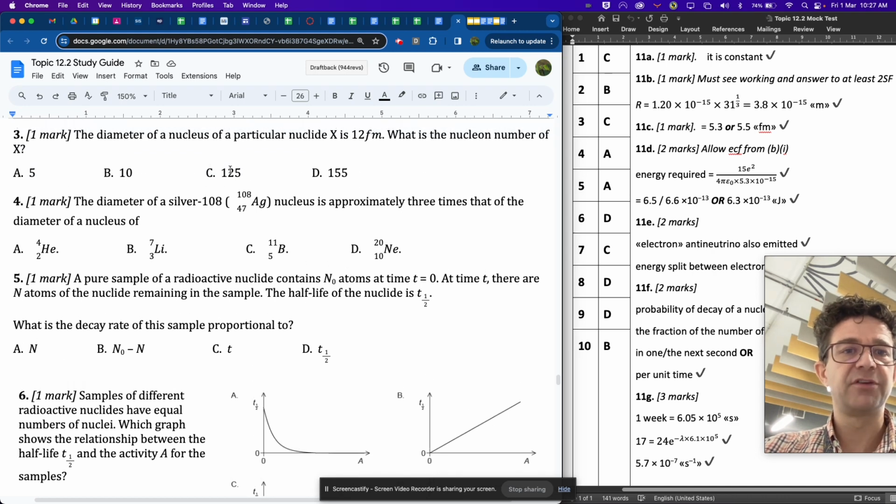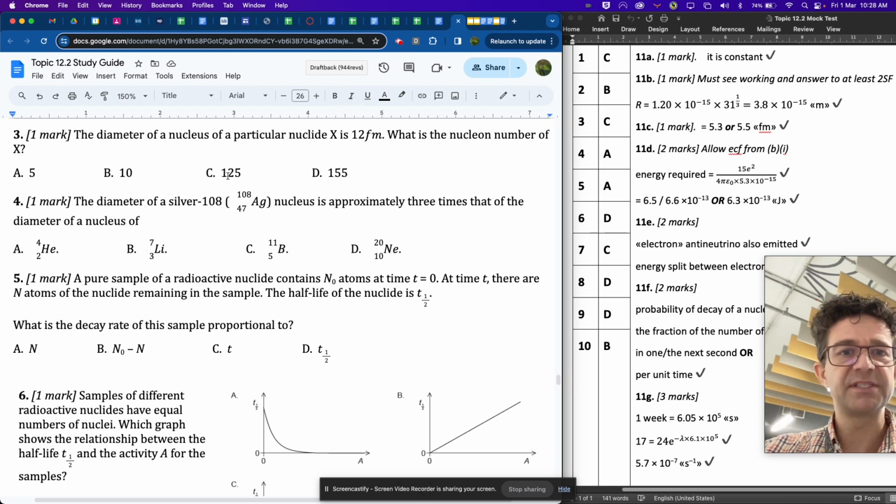3. The diameter of a nucleus of a particular nuclide X is 12 femtometers, 12 times 10 to the minus 15. What's the nucleon number? We know that this is related to the equation: the radius is equal to 1.2 femtometers times the mass number raised to the 1/3. So this is 10 times 1.2. So what number raised to the 1/3 gives us 10?